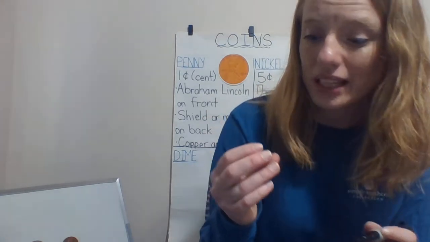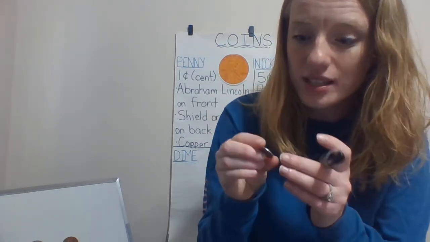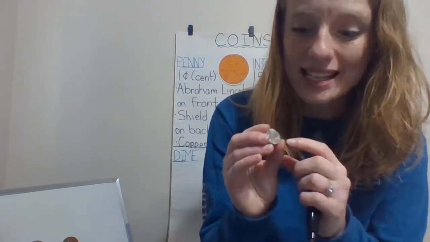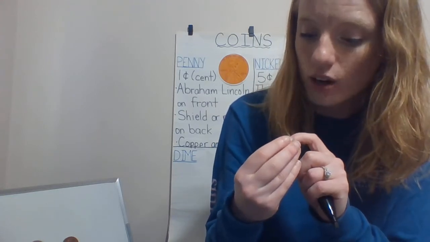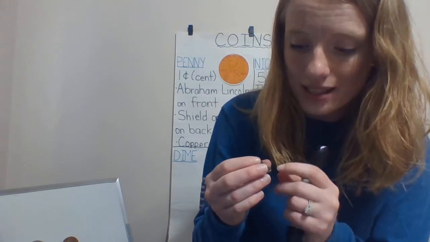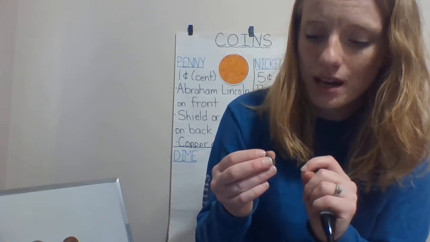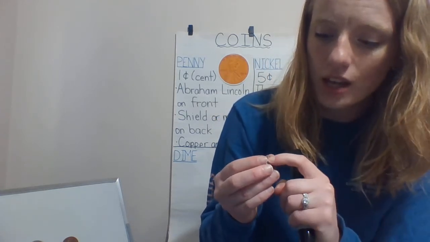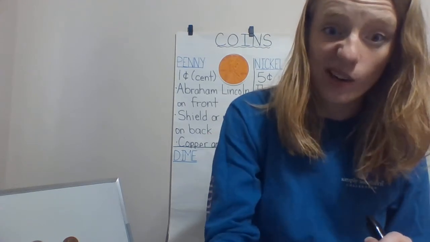So if you look really, really closely at your nickel, you can see that just like with the penny, it has the date on the front. This nickel was made in 2017. And on the back, we can see that it's from the United States of America. We can see Monticello, and we can see our country's motto on it.